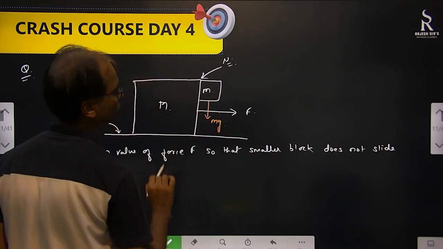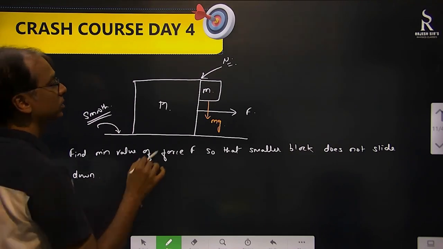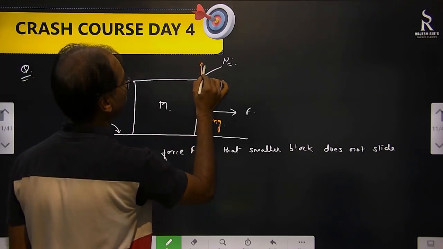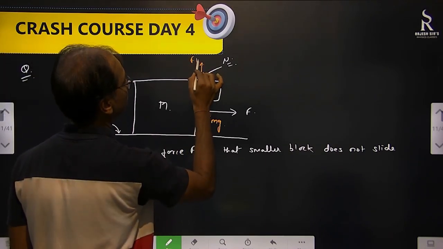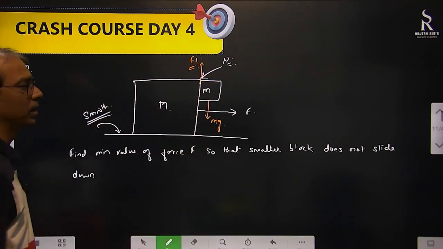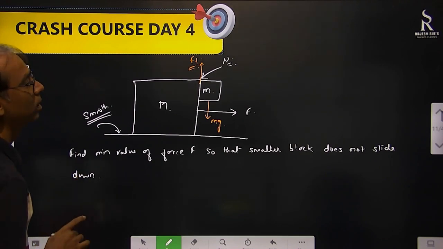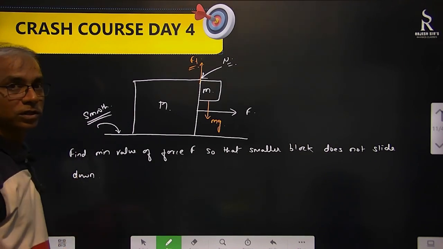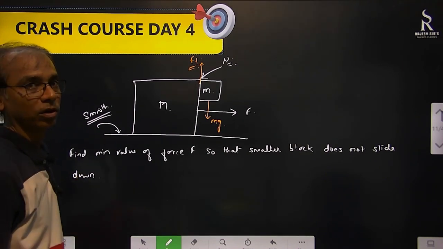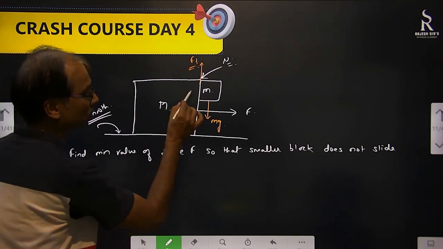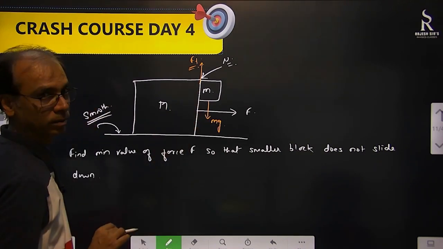And both are in touch. Both are in touch means only one force can stop it from sliding down. And what is that? Friction. And if friction is going to stop it, then normal contact force has to be there. Then only friction will act.